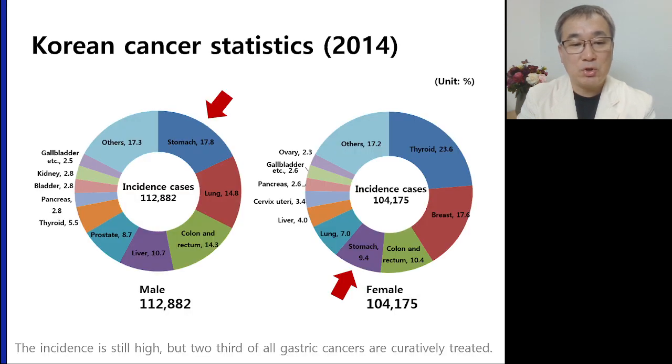This slide shows the Korea cancer statistics in 2014. As you can see, gastric cancer is the most common malignant disease in males and number 4 in females. The incidence is still high, but 2/3 of all gastric cancers are curatively treated.